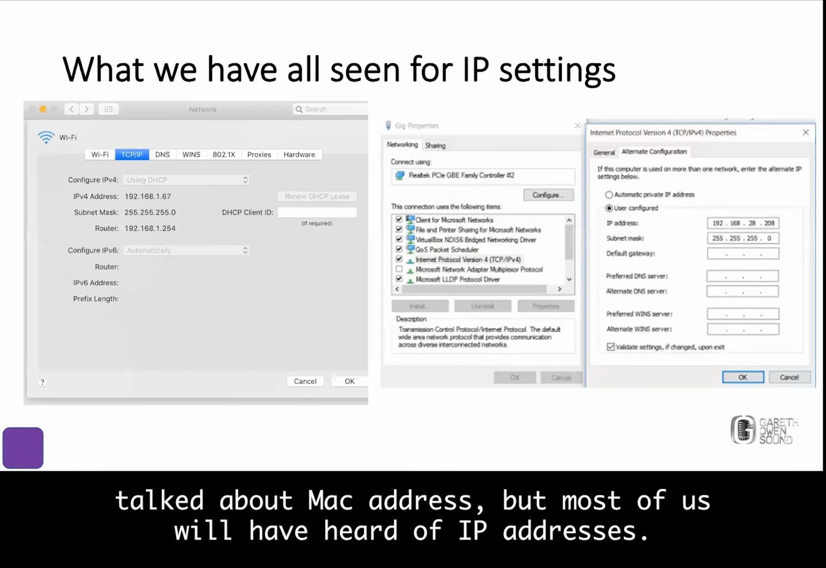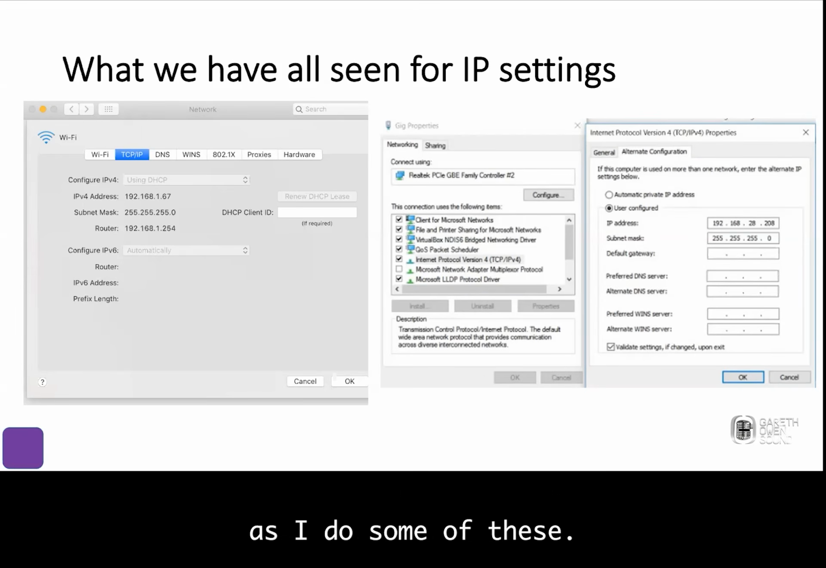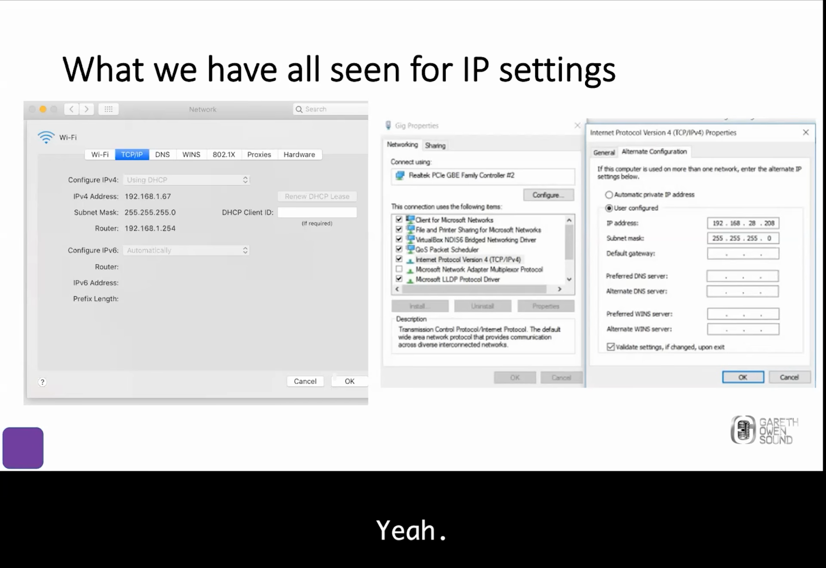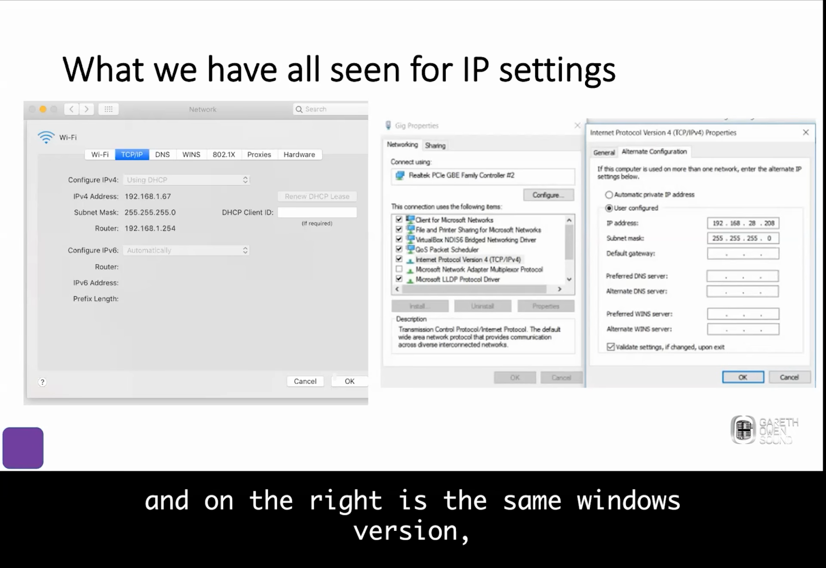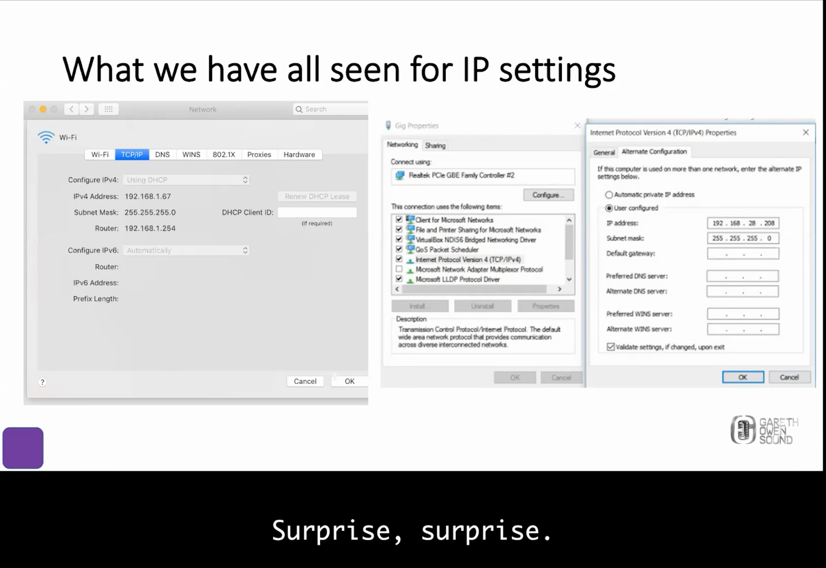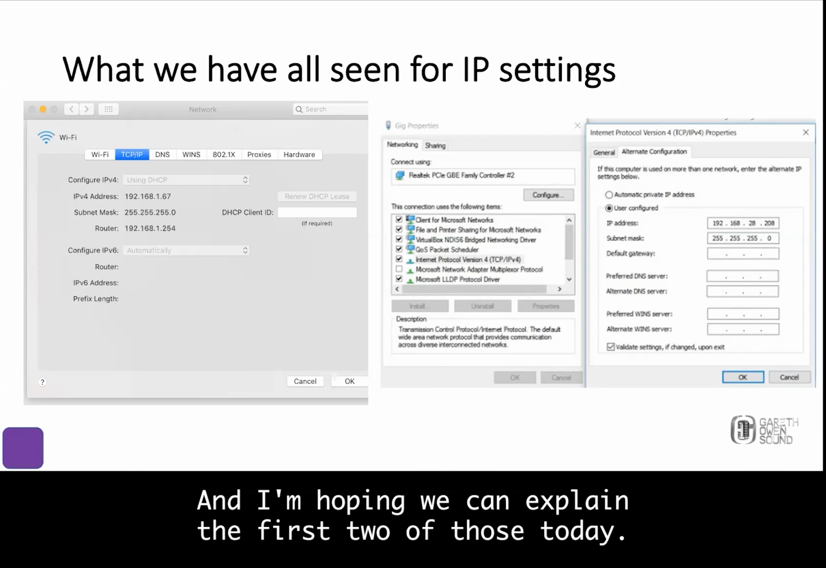So, okay, we've talked about MAC addresses, but most of us will have heard of IP addresses. So I'm trying to embrace the Windows and Mac family at the same time as I do some of these. On the left, this is a window I hope most of you have seen on your Mac at some point. And on the right is the same Windows version. And the Mac actually is a bit clearer for what we're trying to talk about. Surprise, surprise. There's three sets of numbers on that screen. There's the IP address, subnet mask, and router address. And I'm hoping we can explain the first two of those today.